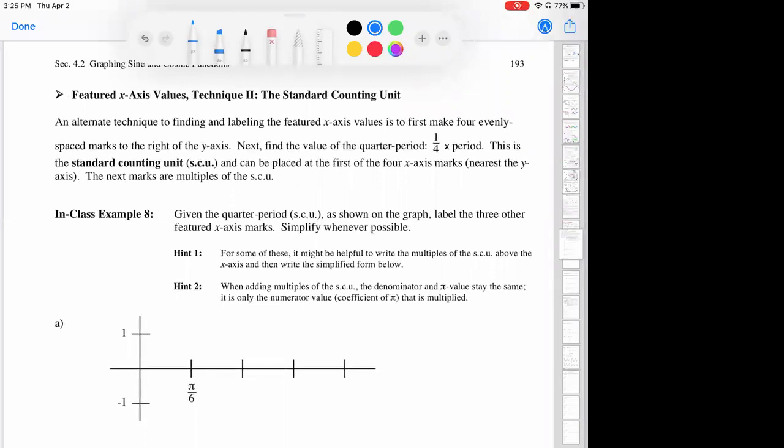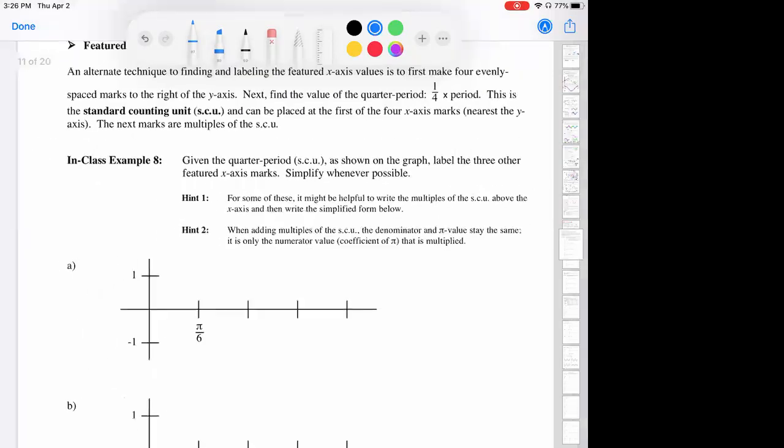Moving forward, featured x-axis values technique two, standard counting unit. An alternate technique to find the labeling featured x values is to first make four evenly spaced marks to the right of the axis. Next, find the value of 1/4 period, 1/4 times the period. This is a standard counting unit, so it can be placed on the first of the four x-axis marks nearest to the x-axis. The next marks are multiples of the standard counting unit. So it's kind of how I said the alternate way of doing it.